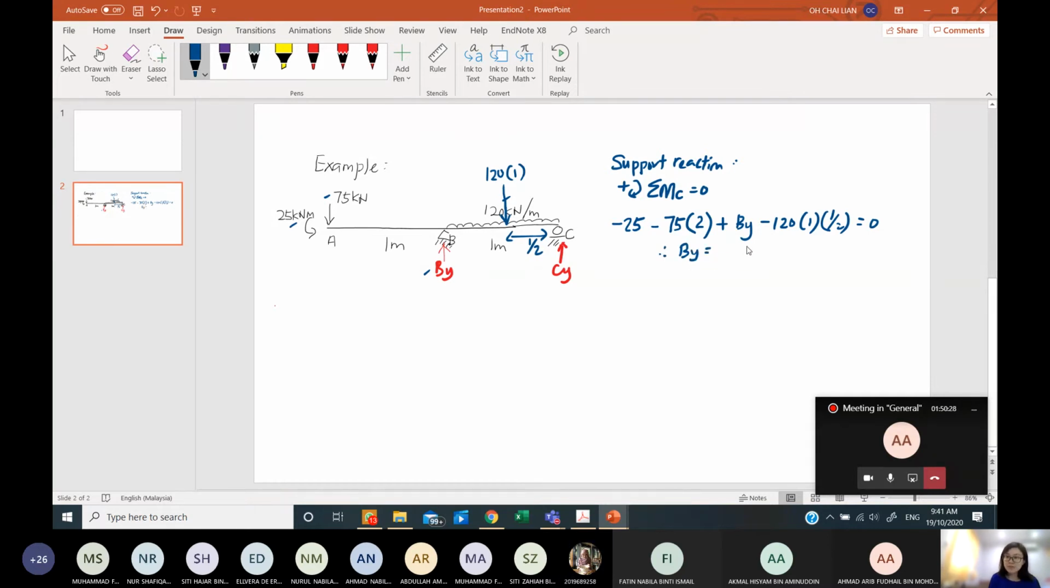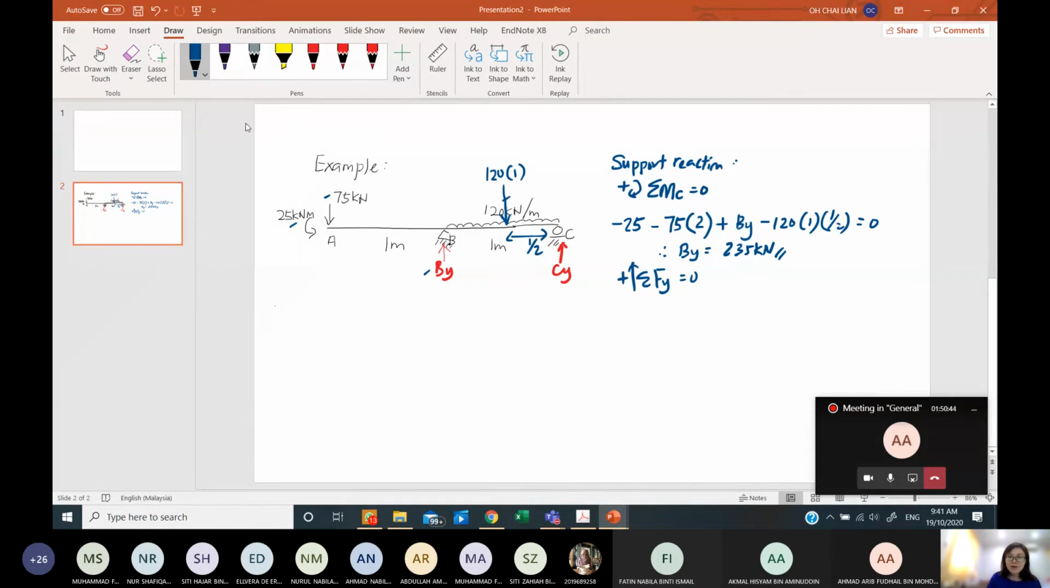235, thank you, 235 kilonewton. So now I'm going to proceed to find the CY using summation Fy equal to 0. Okay, so now we have 75.